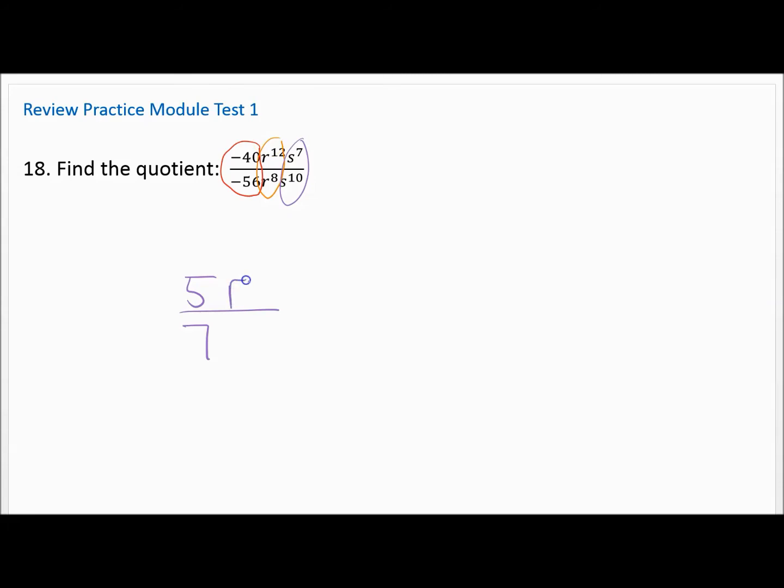It goes in the numerator, so you have r to the 4th. As opposed to the s's, the bigger one is in the denominator. So I do 10 minus 7 is 3. That means s to the 3rd belongs in the denominator, and that's as simple as that gets. I should say as simplified as it gets. I'm not saying it's a simple problem. I'm just saying this is completely simplified.